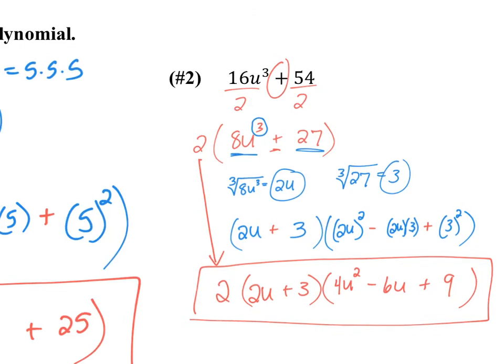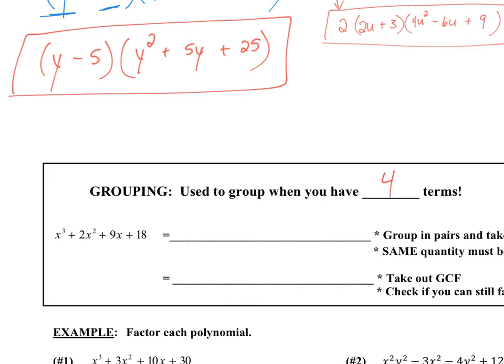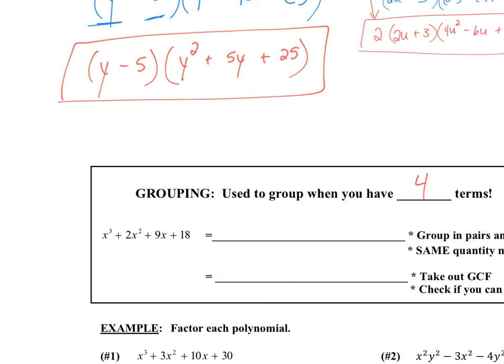Right. The next one we've actually covered a little bit this year called grouping. And this occurs when there's 4 terms. So what you do here is you group the first 2 and you group the second 2, which is why it's called grouping. And you take out a GCF from both of them. So the GCF for the first 2 is x squared. The GCF for the second 2 is 9. And then we factor out the GCF. So we end up with x plus 2. The second GCF was a positive 9, and we end up with x plus 2.